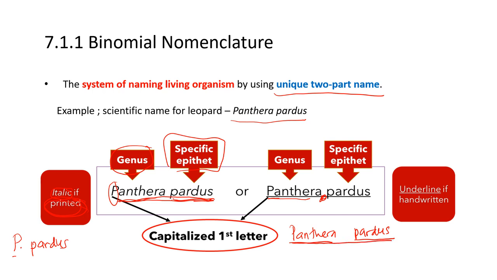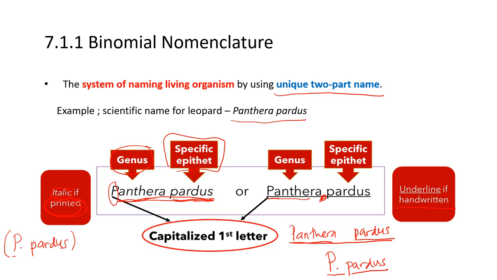The same applies if you handwrite the scientific names. You can write first the initial of the genus name, which is P, then a full stop, and then pardus. Again, underline the scientific name. You can only write the short form if you are writing a scientific article.